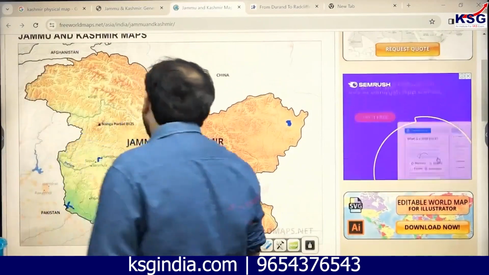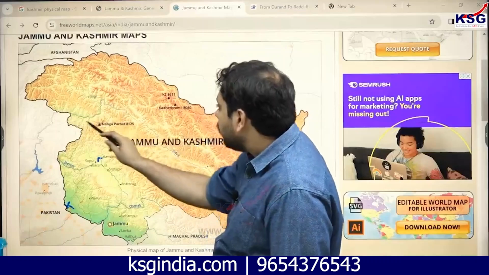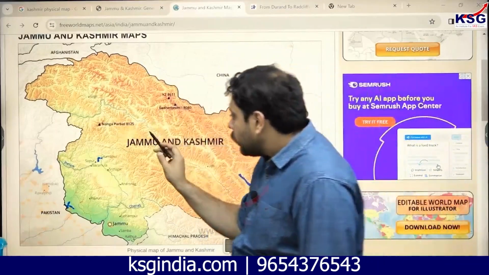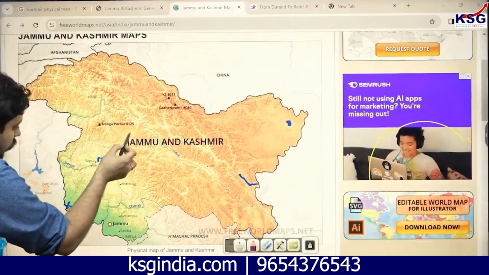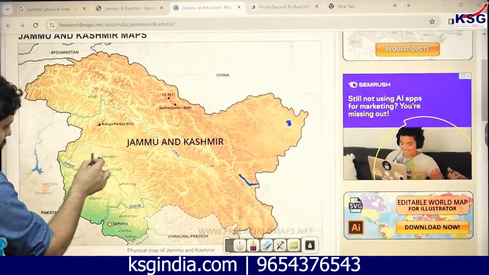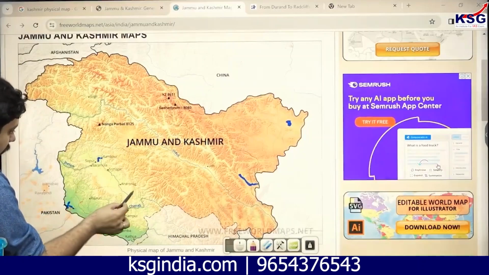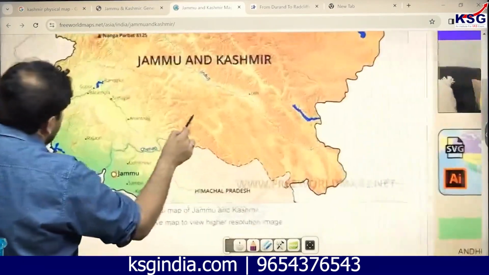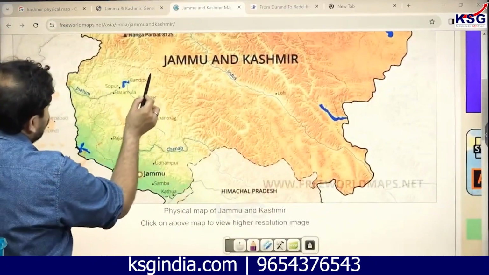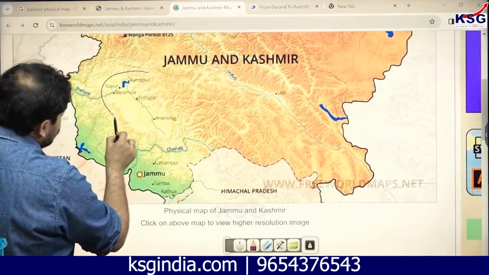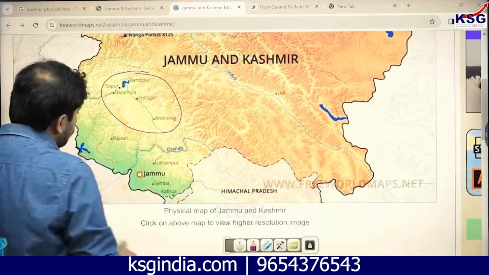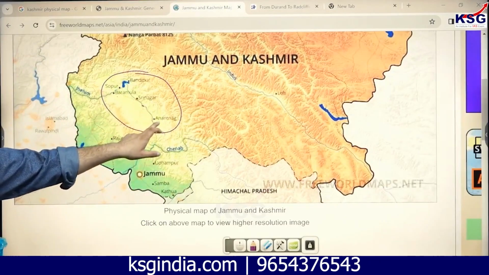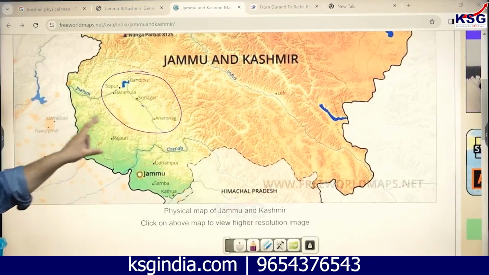This part that you see over here, this is what is known as Gilgit Baltistan. Right? This part that you see right here, this is known as the Kashmir Valley. You have these areas in Kashmir marked like this. You have this entire region which is known as the Kashmir Valley. You can see Srinagar over here, Baramulla over here, Anantnag over here. This is a part of what is known as the Kashmir Valley.